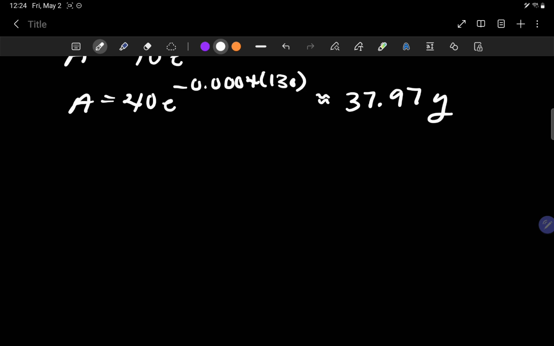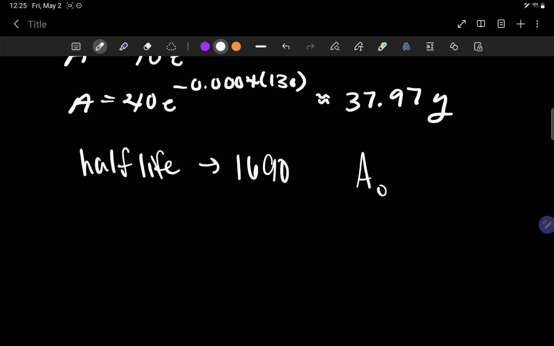So what do we know? We know the half-life is 1690. Our initial amount is 40, and we know the time is 130 years, and we want to know what's the final amount.